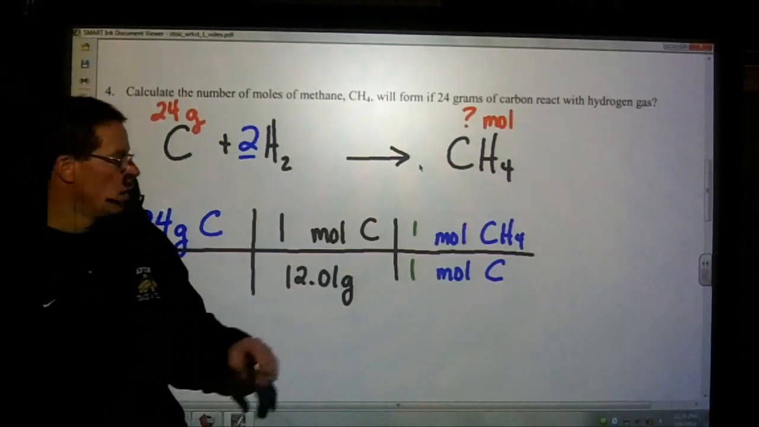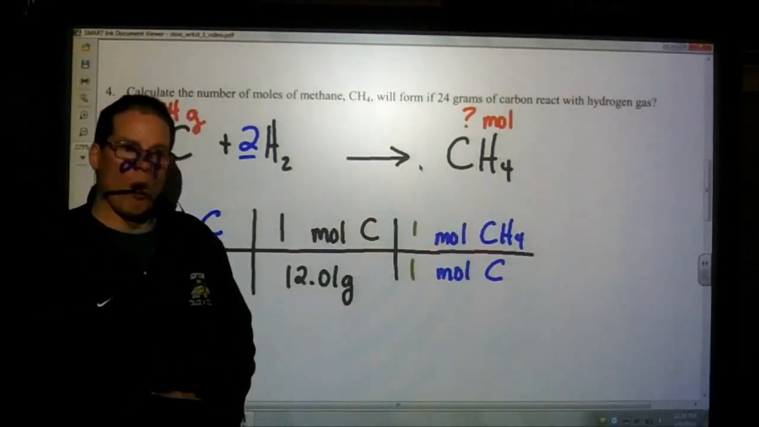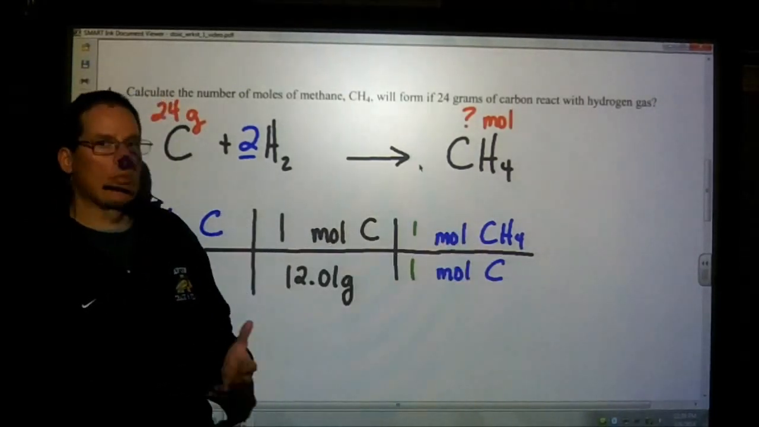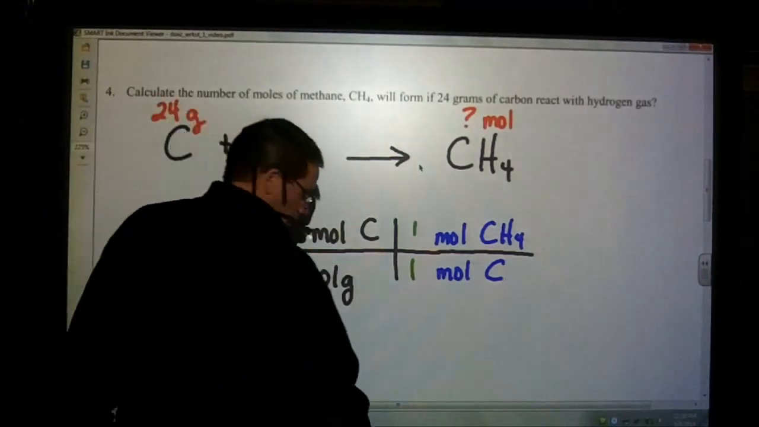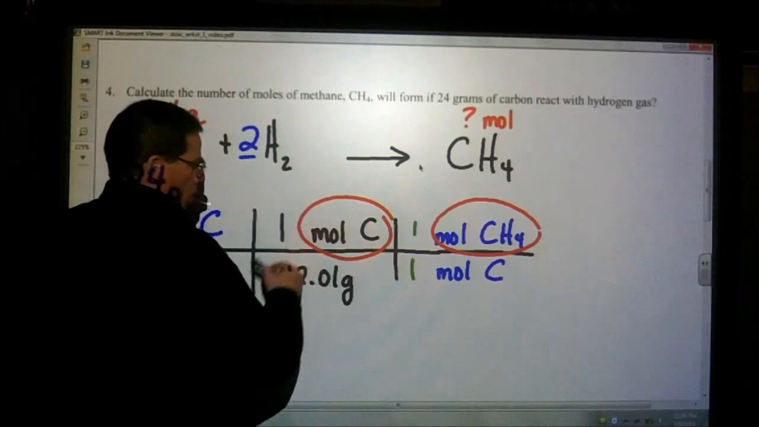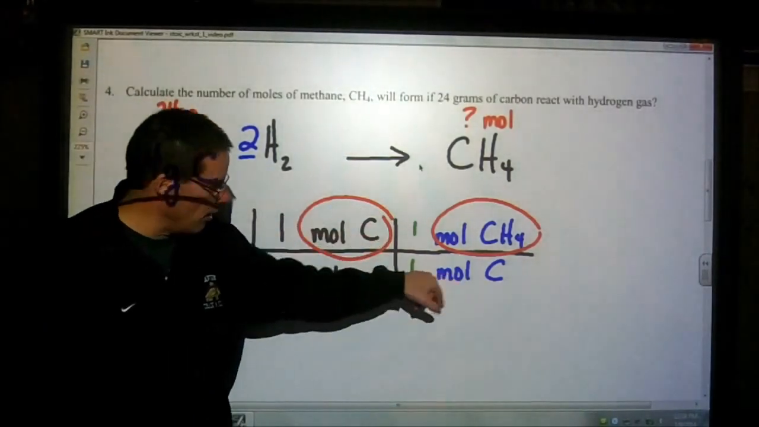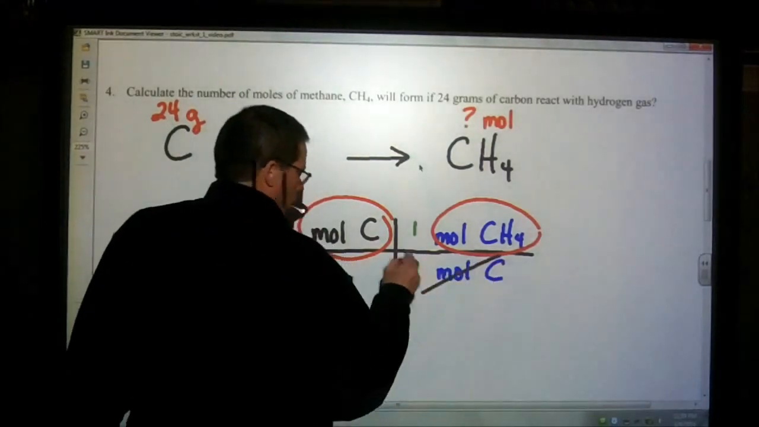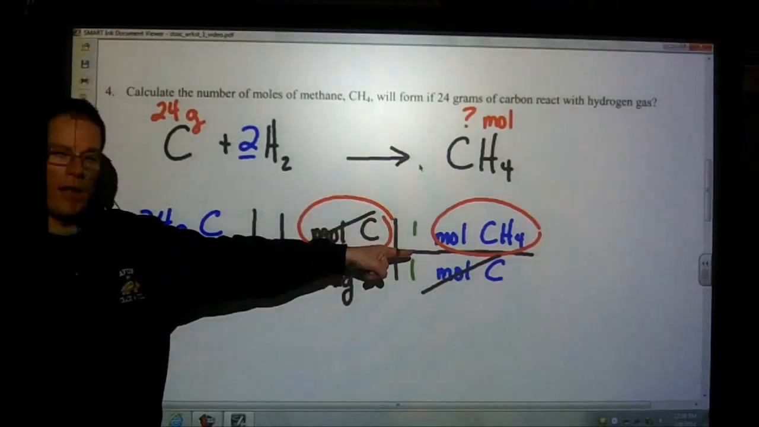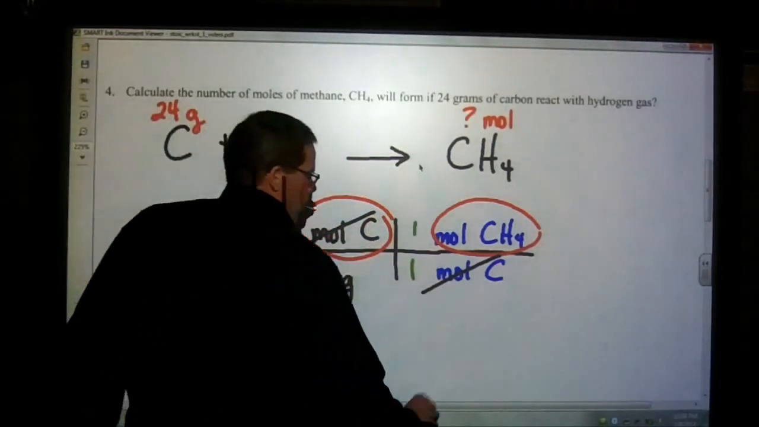Sidebar. Since these are both the same value and they're both 1, is it necessary to even show that step? Absolutely. The reason is because if you look at it, this is moles of methane, this is moles of carbon. We have to show this so that we can cancel out our moles of carbon. So yes, it is very necessary to show that third step. So be sure that you are doing that.